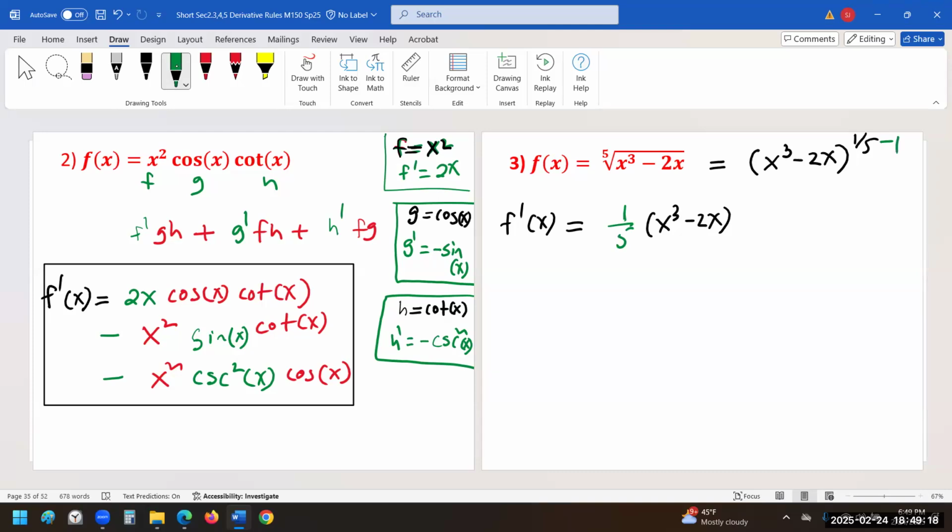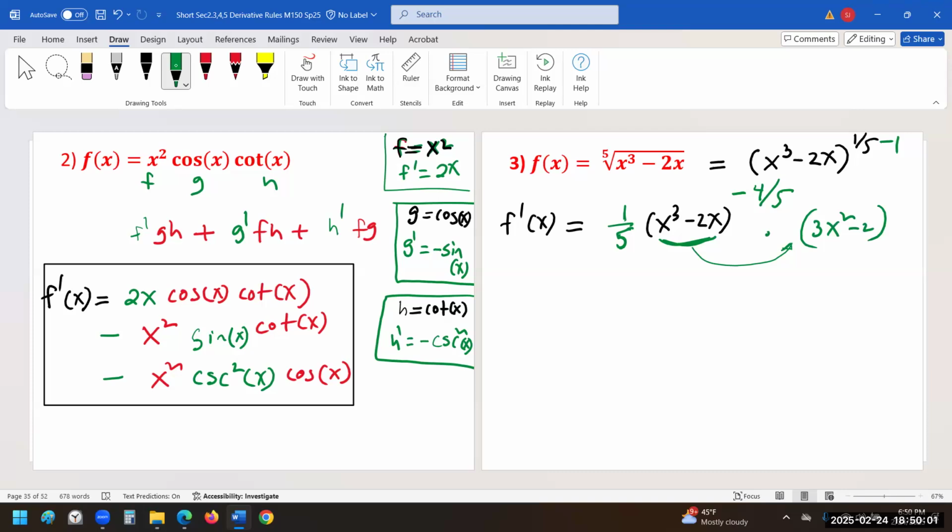What is 1/5 minus 1? Negative 4/5. So you're done with one portion of the function. And remember, derivatives say we can only change one portion at a time. So we changed the outer portion, we left the inner portion the same, and now it's time to change the inner portion and multiply by that. So what's the derivative of the inner portion, the inner function? 3x squared minus 2. So you're done with the derivative.